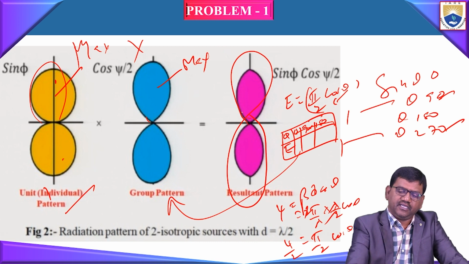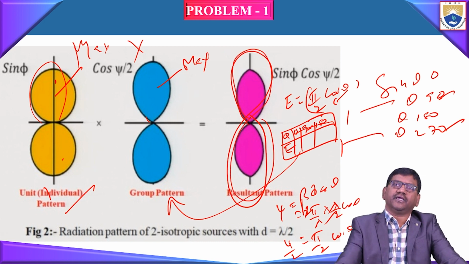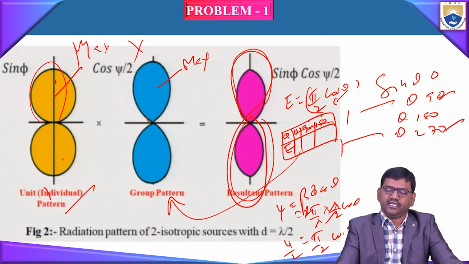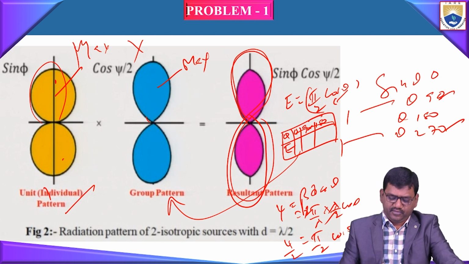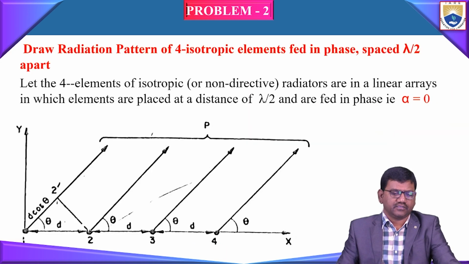Hence we can represent a bigger relation pattern as the resultant pattern of an array of 2 elements. So this is how to draw the relation pattern of 2 elements. Similarly, the same concept can be extended for 4 elements and 8 elements also.